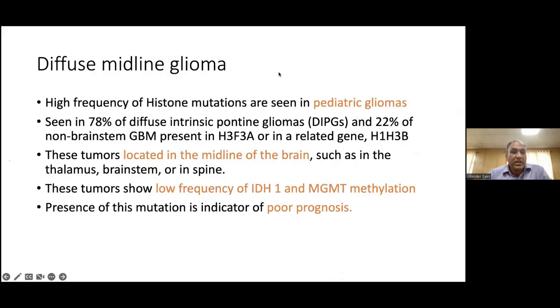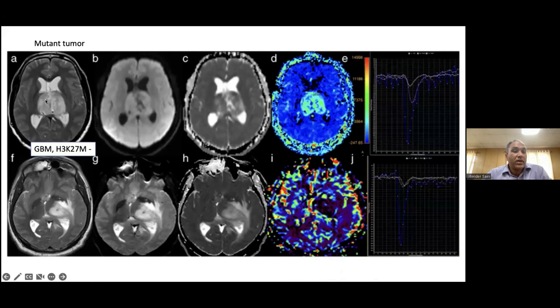And these are the examples of midline glioma. So this is the case of a thalamic tumor. This is the mutant type, which we call diffuse midline glioma, H3K27M mutant. And this is a GBM, in which this mutation was not present.